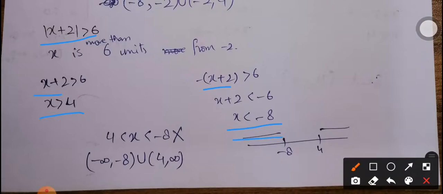Now we have x is less than -8 and greater than 4. Now you can see that we cannot combine the two inequalities into one single interval. So we will write it as a union of two intervals, -infinity to -8 union 4 to infinity.